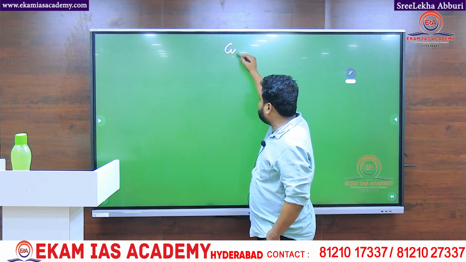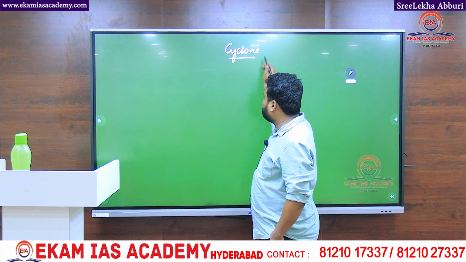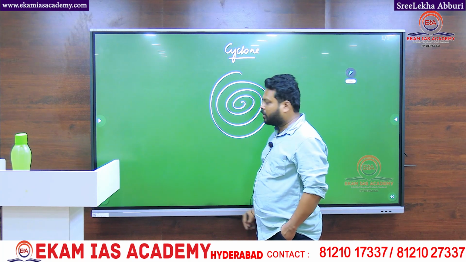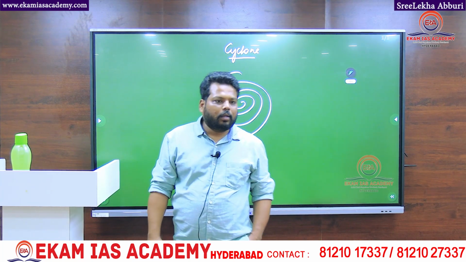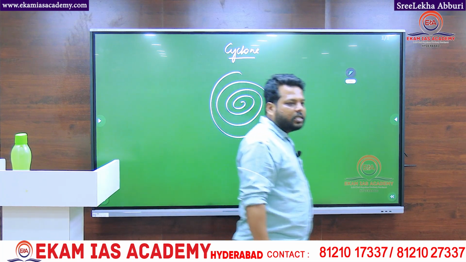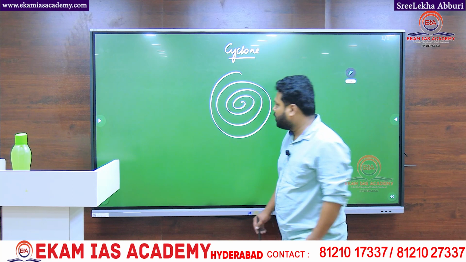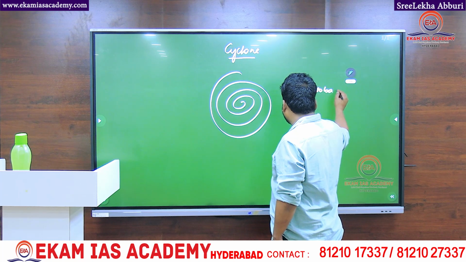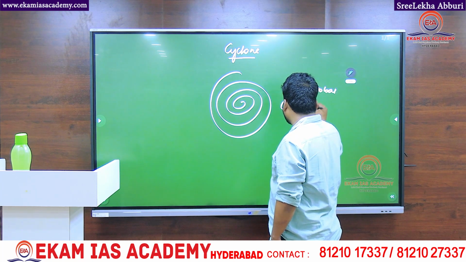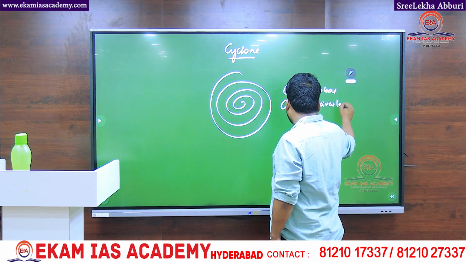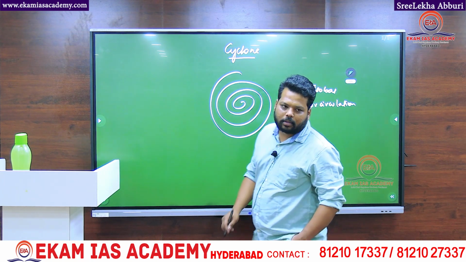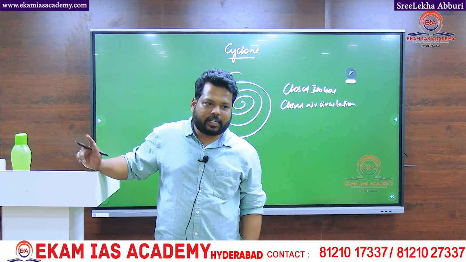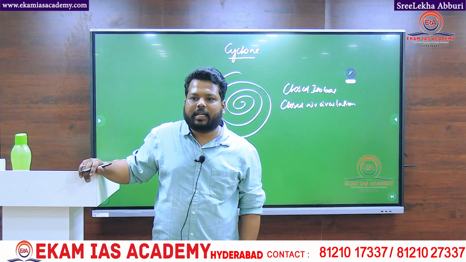Yesterday I was saying some definition related with cyclone, right? What was it? Cyclone is an atmospheric disturbance which is a closed air circulation having closed isobars, closed air circulation, closed isobars, what else? Inward movement of wind in anti-clockwise direction in the northern hemisphere, clockwise direction in the southern hemisphere.